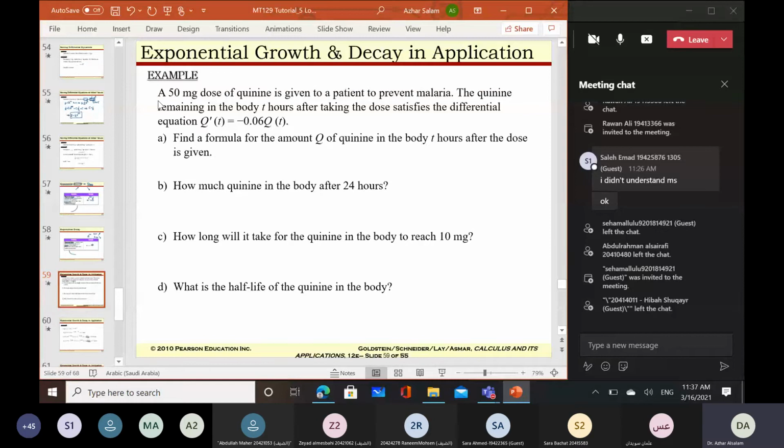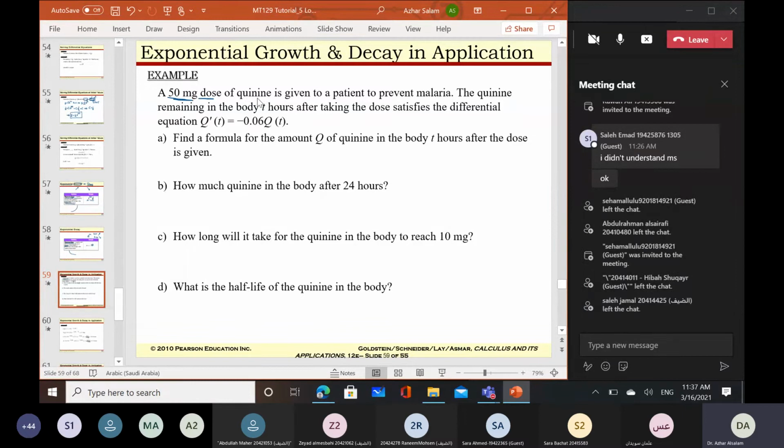Okay, the example, or the question: a 50 milligram dose of quinine is given. This is a chemical product, a medicine called quinine, given to a patient to prevent malaria. It's like a medicine and this is the weight of the dose. I have 50 milligrams of this substance, quinine, given to a patient to prevent malaria.